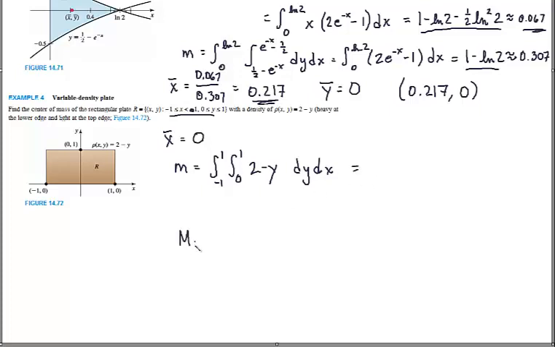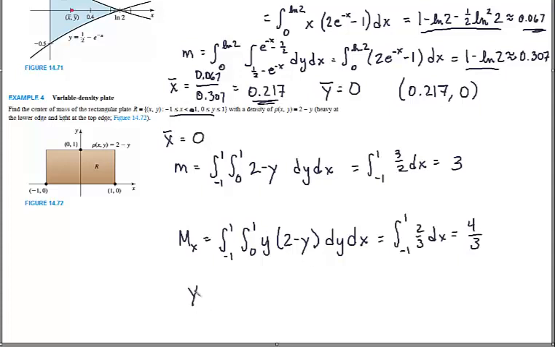Then for my moment, it's going to be another double integral, and the one with respect to, oops, I don't mean y, I mean x. That's what I need when I need the y-coordinate point. You find the moment with respect to x. That means I'm going to have y times 2 minus y, which is my density equation, dy dx, with those same limits of integration, 0 to 1 and -1 to 1, and I'm going to solve these integrals.